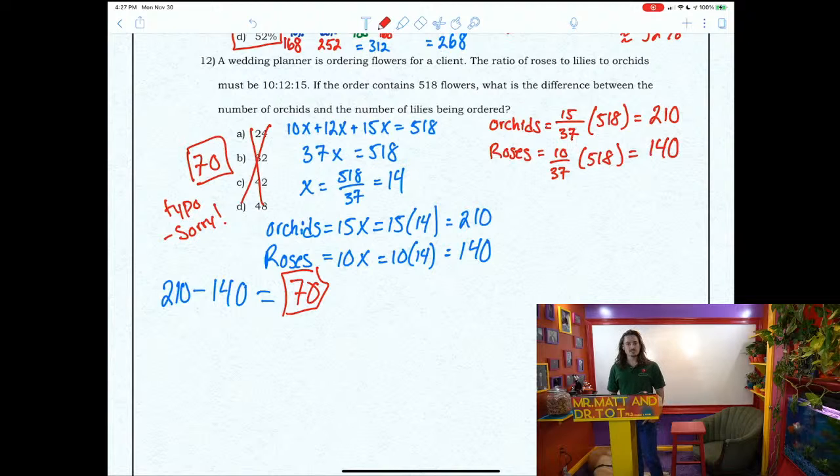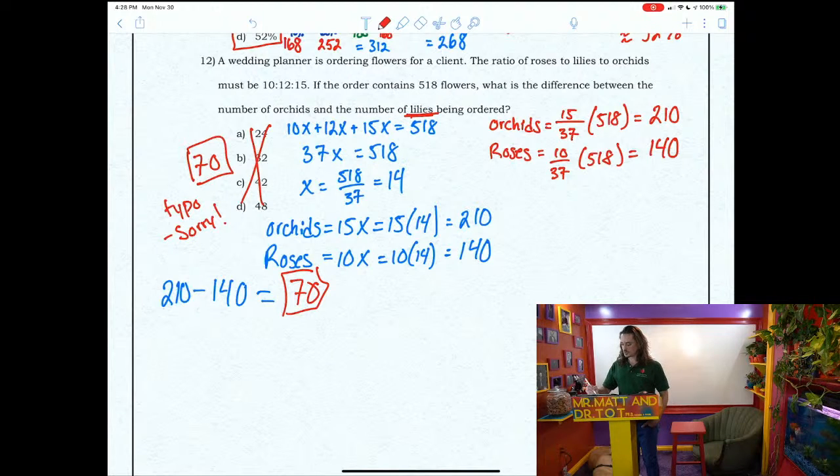The number of orchids is represented by the expression 15x. So that's going to be 15 times the common multiple of 14, meaning that there's 210 orchids in this order. The roses are represented by the expression 10x, so 10 times 14 is 140. 210 orchids minus 140 roses is going to be a difference of 70. So they are actually asking what is the difference between the number of orchids and the number of lilies. I misread the question myself.